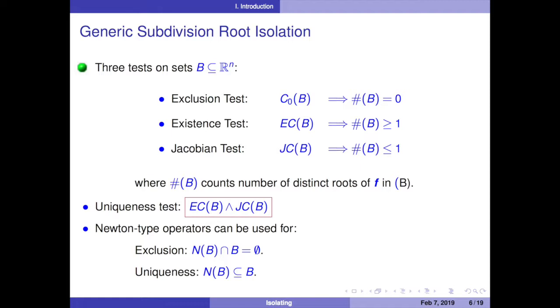And then we need tests. I call them tests, sometimes you can call them predicates, same thing. And tests are either true or false, and they are tests on boxes, B. There are three kinds of tests that I want. C0 is the exclusion test, very fundamental. If #B means the number of roots in B, and the exclusion test succeeds, then we guarantee that it has no roots. But if it fails, we don't guarantee that there are roots, right? So the converse is not guaranteed.